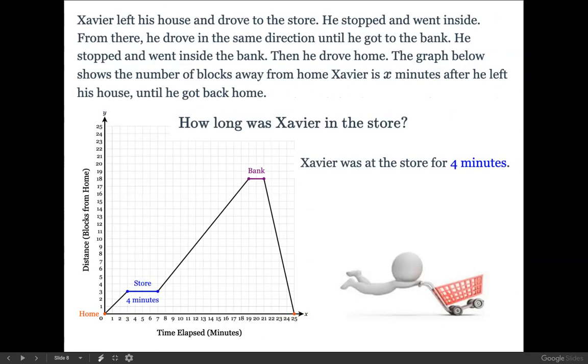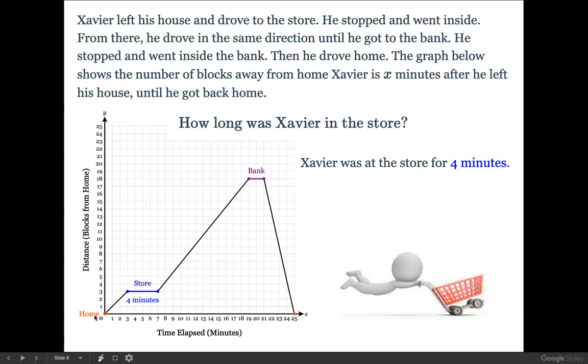Let's look at our next example. Xavier left his house and drove to the store. He stopped and went inside. From there, he drove in the same direction until he got to the bank. He stopped and went inside the bank. Then he drove home. The graph below shows the number of blocks away from home Xavier is at X minutes after he left his house until he got back home.